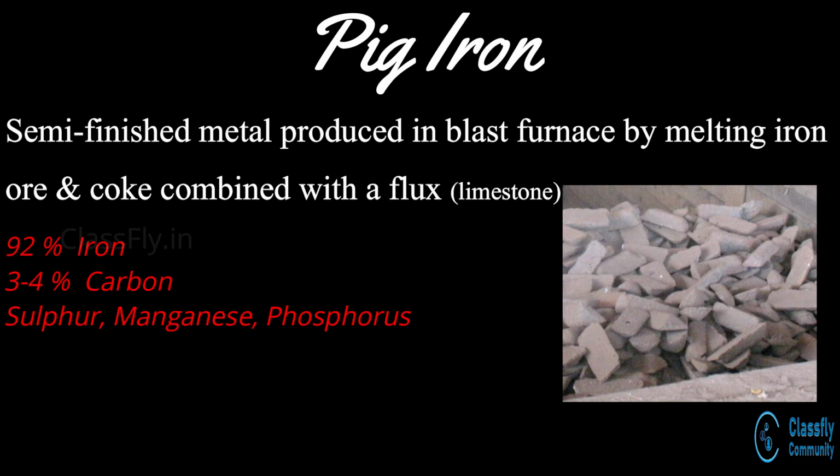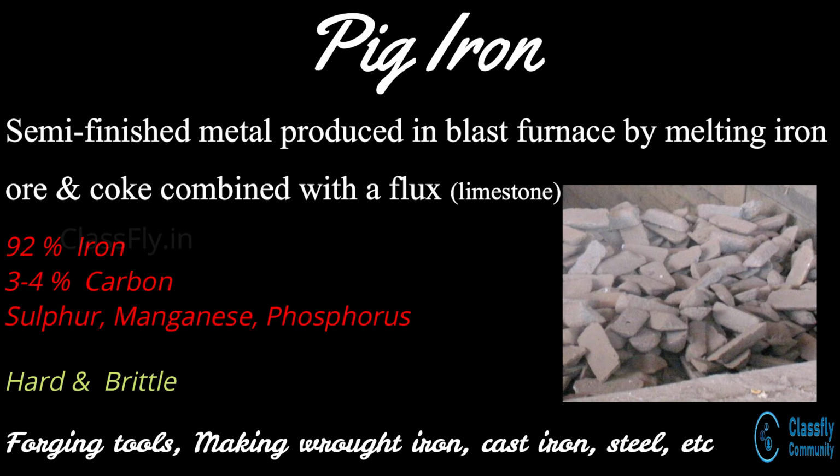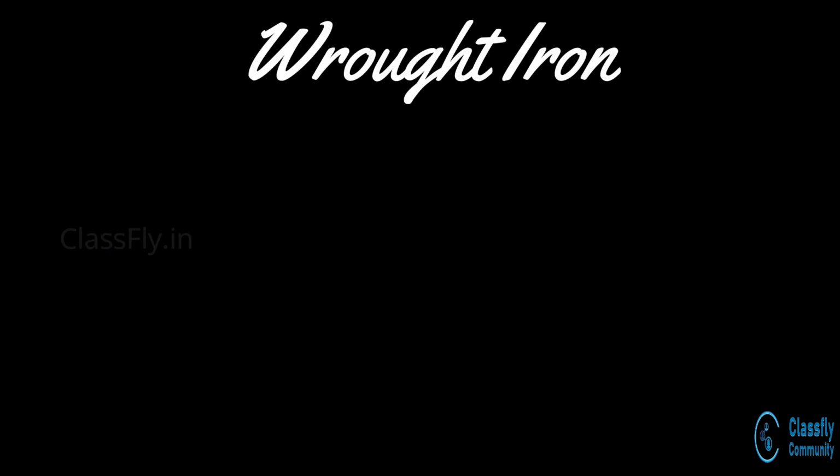Well, the high percentage of carbon content which is present in pig iron makes it very hard. However, this increased hardness will also lead to more brittleness. Hence, from the following properties, pig iron is used in forging basic tools and also in making wrought iron, cast iron and steel. Next, wrought iron.